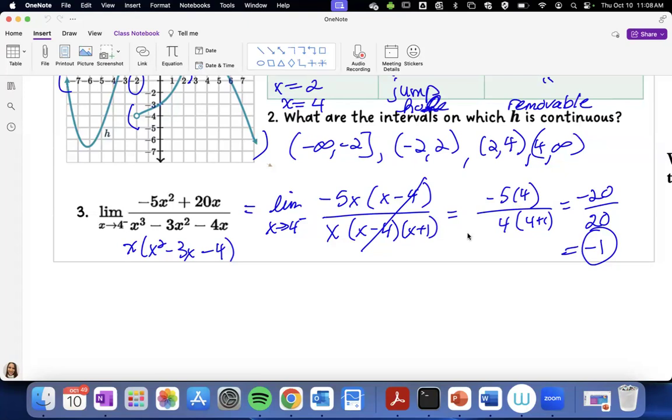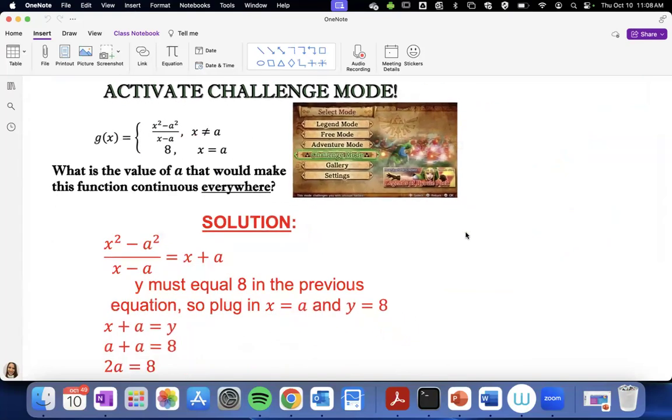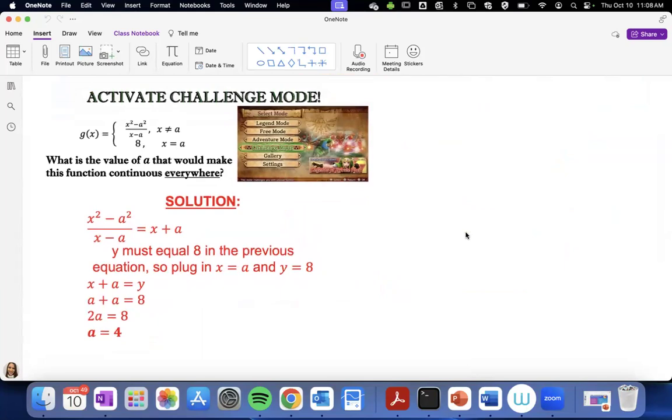Okay. All right. So today we're going to be, oh, here's the solution to the challenge mode, by the way, if you are interested. y has to equal 8 in the previous equation. So you plug in x equals a and y equals 8. After you factor, this becomes a difference of squares, x minus a times x plus a, all over x minus a. They cancel.